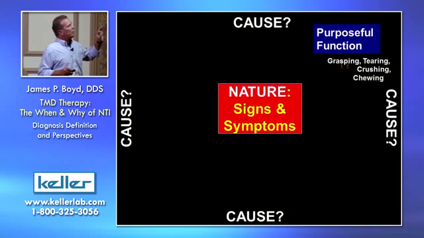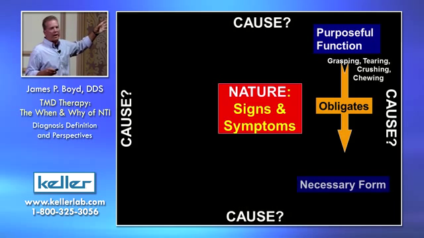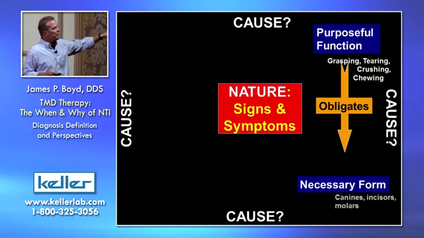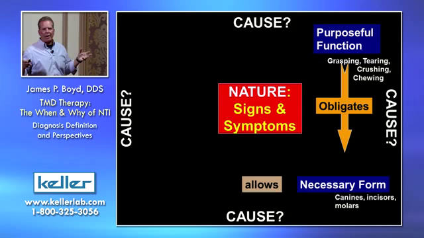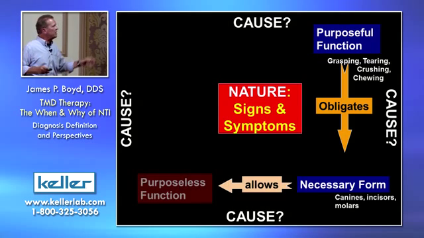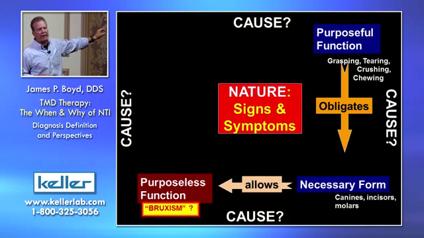We're going to start with purposeful function. We need to grasp, tear, crush, chew food. That's what we need to do. That will obligate the forms that we need to do what we need to do. So purposeful function obligates these necessary forms, these shapes of these teeth. Function obligates form. The forms that we have, these molars and canines and incisors, allow us to do things we don't need to do. Purposeless activities.